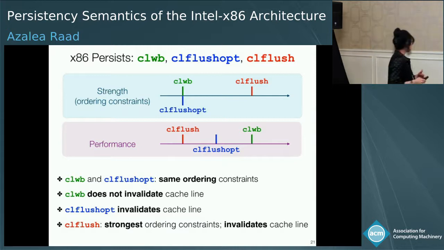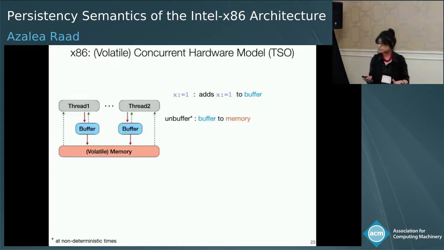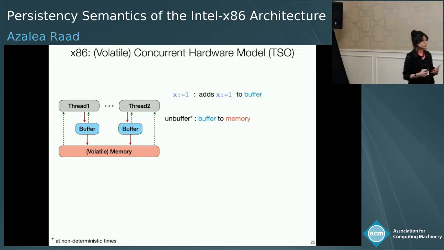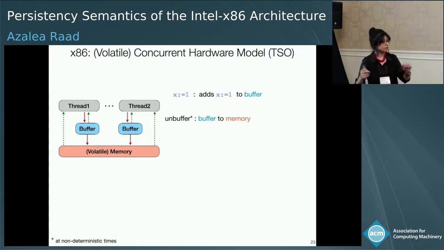Okay, so this was a brief overview of sequential x86. Now let's move on to concurrency. What does it mean to port all of this to the concurrent x86 model? Now, as some of you would know, the x86 architecture follows this model called TSO, Total Store Ordering. So let me very, very quickly tell you what that is, and then we will move on to extending it with persistency.